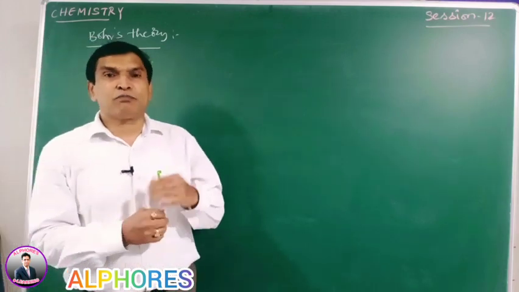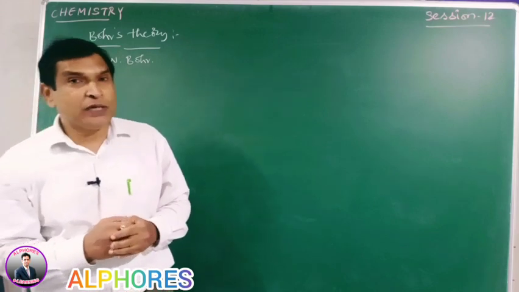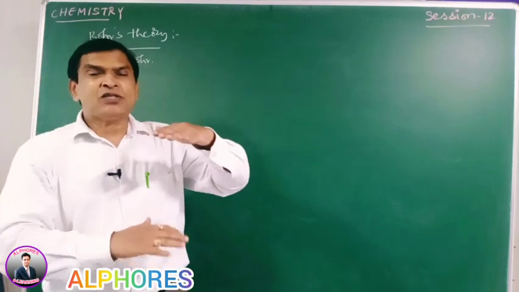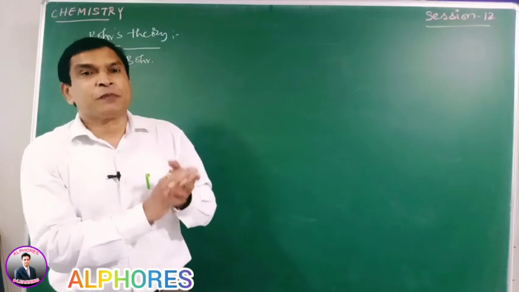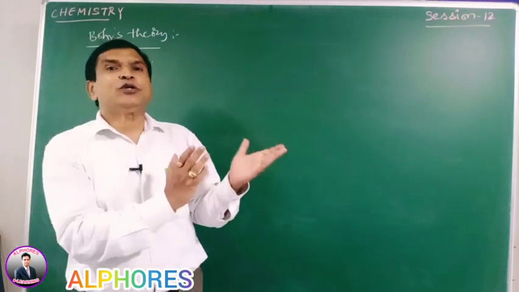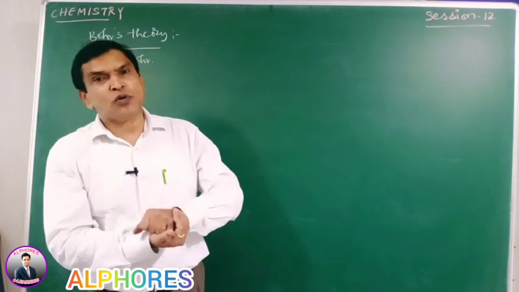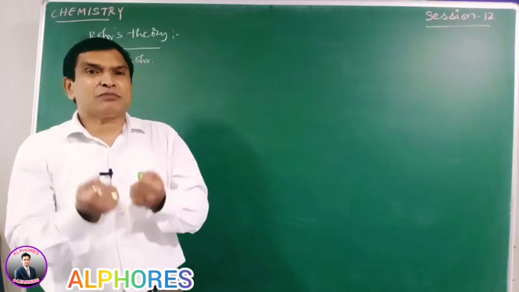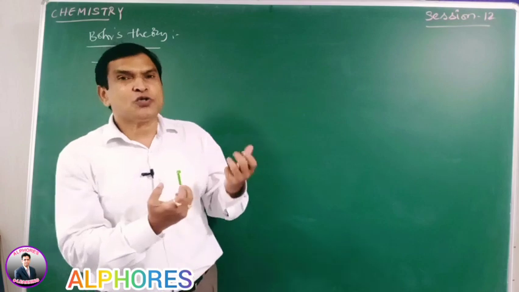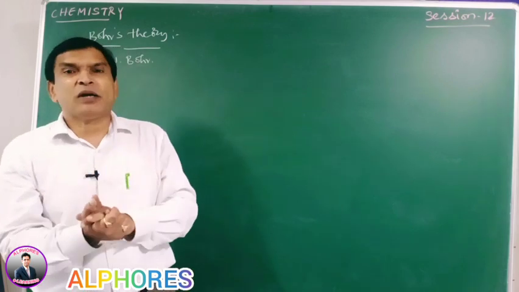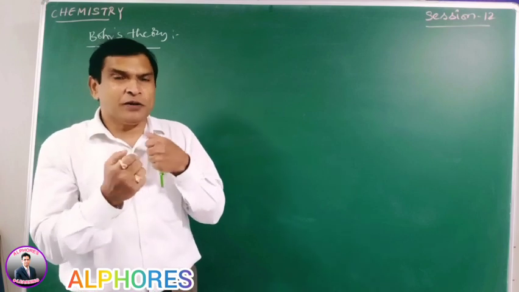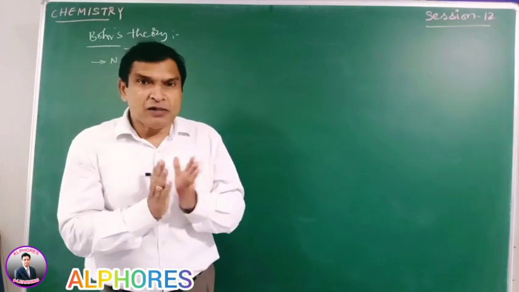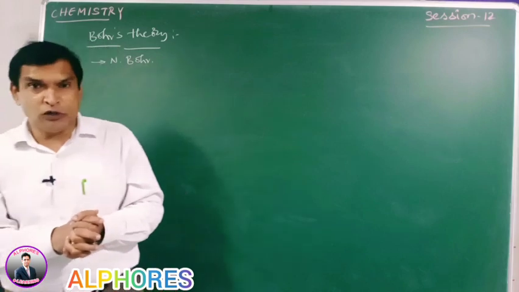From Planck's quantum theory, when an electron transition takes place between two energy levels, the change in energy delta E is equal to E2 minus E1, that is equal to h nu. This is the concept from Planck's quantum theory. So Niels Bohr explained the atomic model based on Rutherford's model and Planck's quantum theory. Now the important postulates of Bohr's theory are as follows.